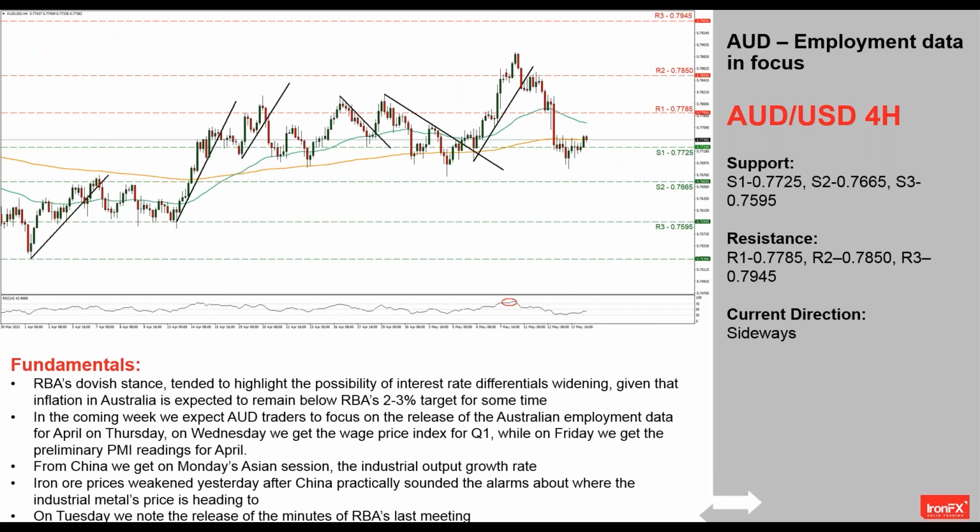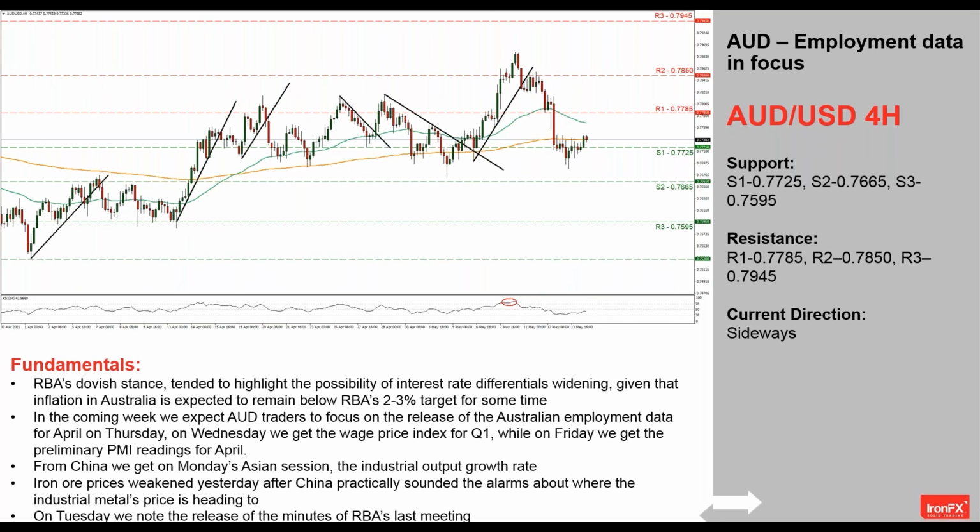Now, overall, we maintain the view that fundamentals will continue to affect the Aussie in the coming week as well. It should be noted that iron ore prices weakened yesterday after China practically sounded the alarms about where the industrial metals price is heading to, thus increasing worries for the demand side of one of Australia's main export products. Also, an escalation in the US-Sino relationships could have an adverse effect on the AUD, given that China is one of the main export destinations for Australian raw materials.